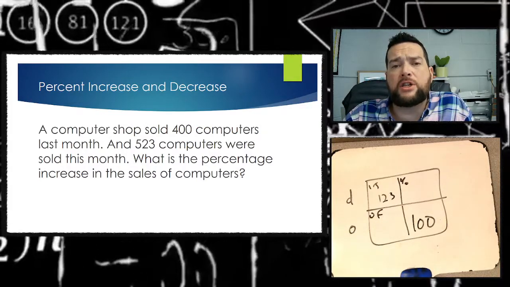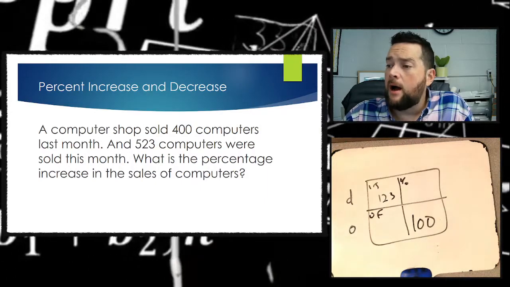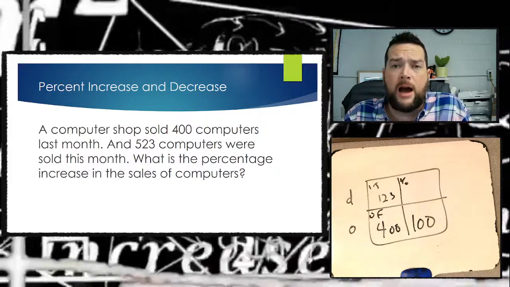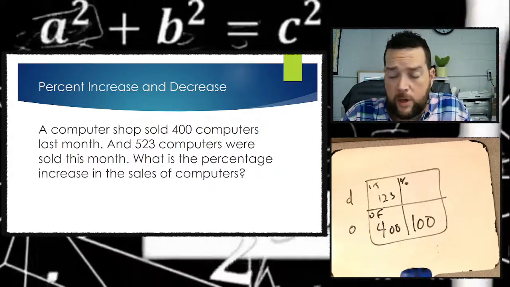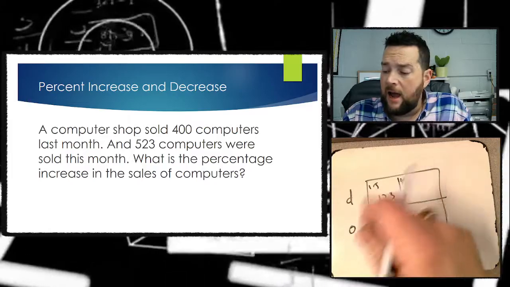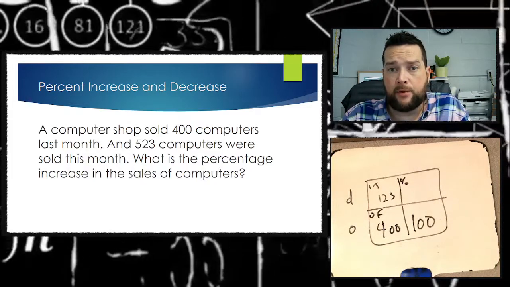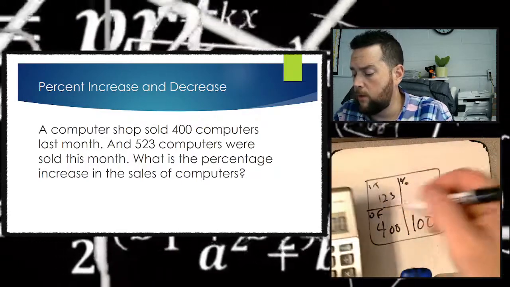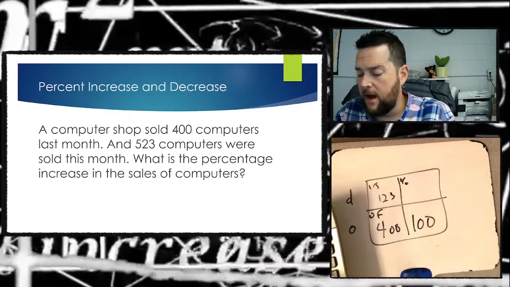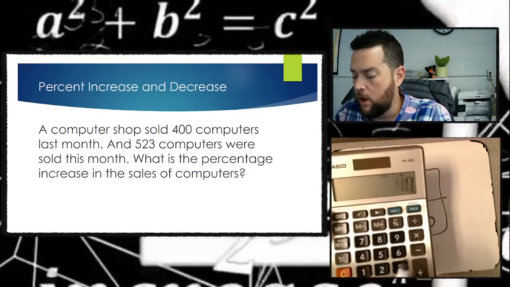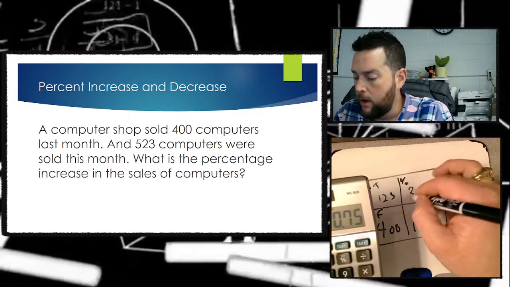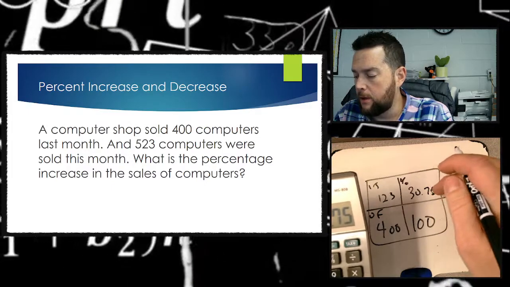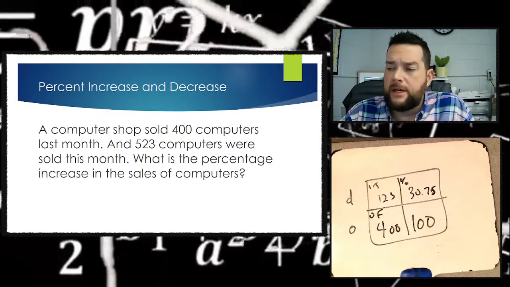And then chronologically, which one happened first? Last month it was 400. This month it was 523. So chronologically, 400 is the original amount. Now we've got our numbers placed inside the percent box. We can just simply cross multiply. So 123 times 100, and then we're going to divide by the third number. So divided by 400 equals 30.75%, which is a pretty decent percent increase there.